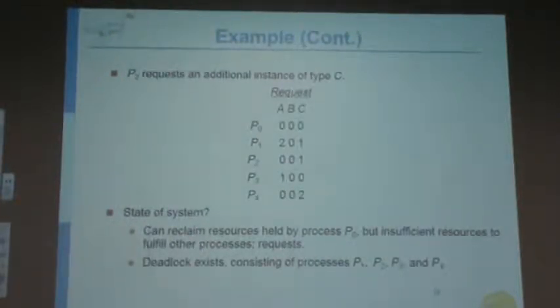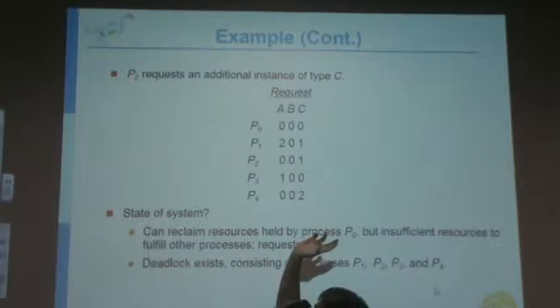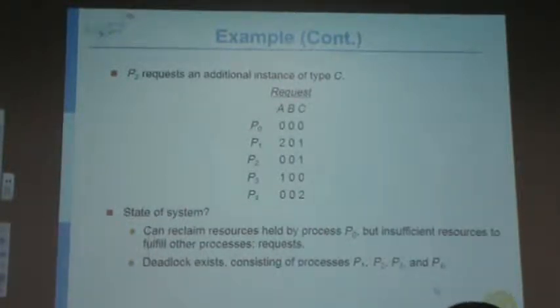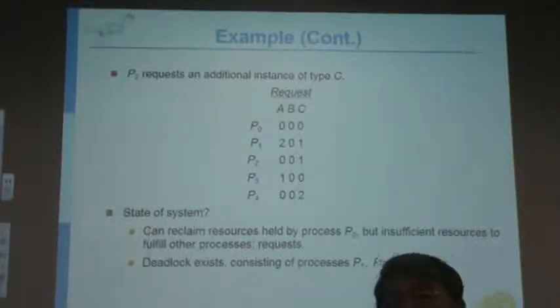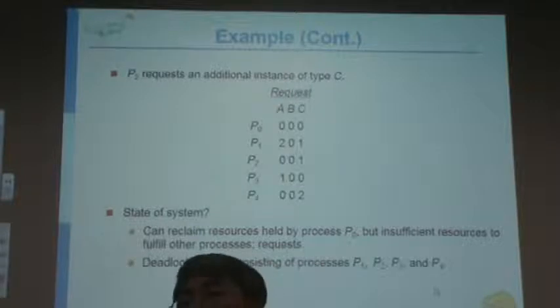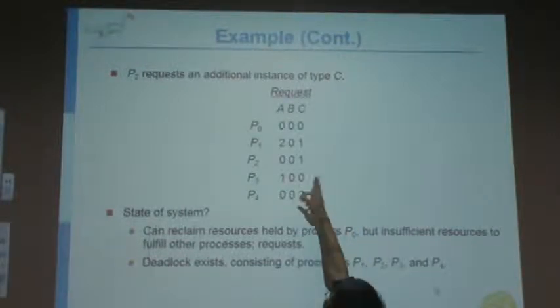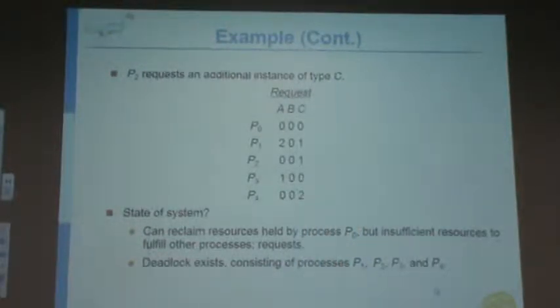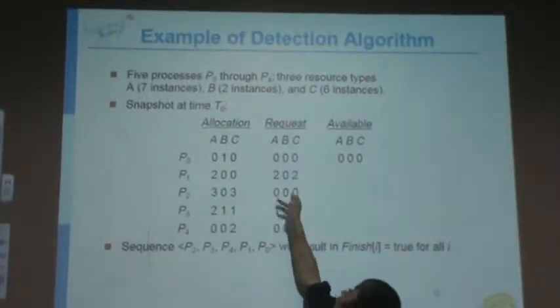However, P2 requests an additional instance of type C. In the previous state there was no problem with deadlock, but in the next state, as I said, this is deadlock detection. You actually allow any request, but periodically check whether there exists a deadlock or not. This is the next state. During that time, P2 requests C before terminating. That is the only difference from this one. P2 has 1 more C.